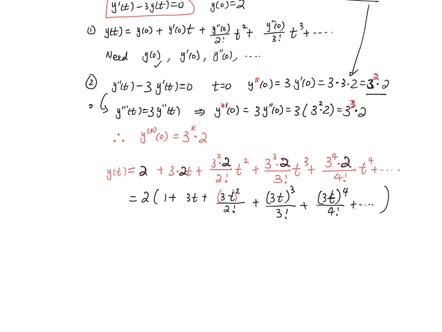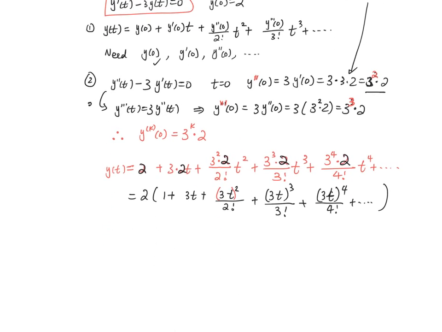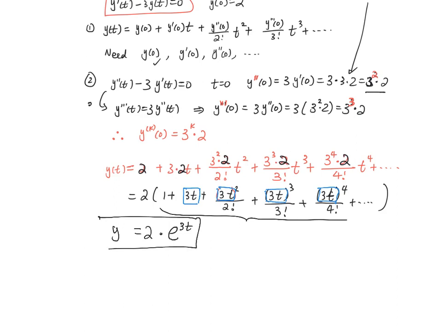Now you need to recognize, like I said, you need to be able to recognize this structure, right? So think of 3t as the variable in the box. So therefore this is actually 2 times, and now you should be able to recognize this is just e to the 3t. So therefore you do see that this is the solution for the differential equation. So this is it.